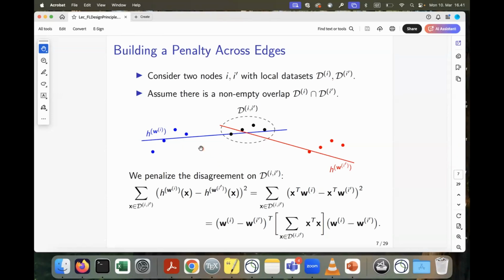The overlap. So yes, this test set could be built from subsets of these local data sets. For example, you could say I built this test set by randomly selecting 10% of this data set and randomly selecting 10% of that data set and put them together into a test set. Or you could pick those data points from this data set that have very close neighbors in that data set. So in some sense, they overlap.